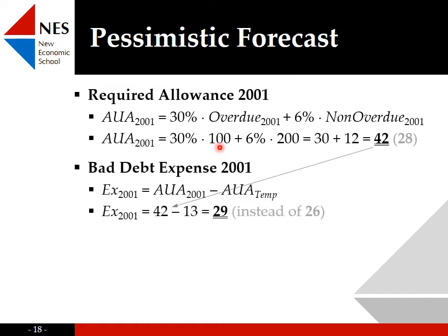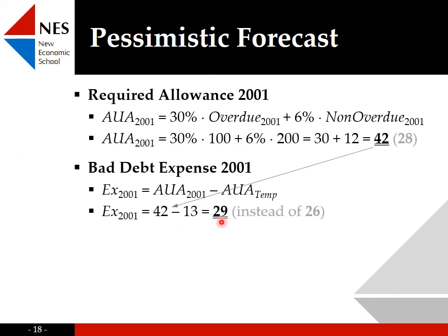What will be the bad debt expense under this scenario? So remember that on the previous slide we have concluded that before creating the bad debt expense for year 2001, the company has allowance or remaining allowance of 13. Now at the end of 2001 it will require to have the allowance of 42. So what it needs to set up is just the difference between what it has towards the end of 2001 and what it requires to have at the end of 2001. So 42 minus 13 is 29.